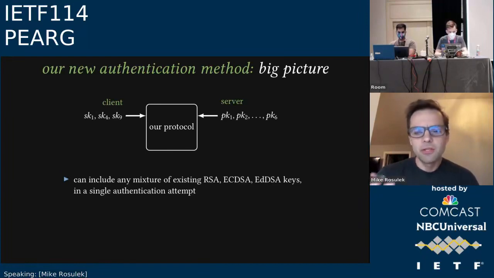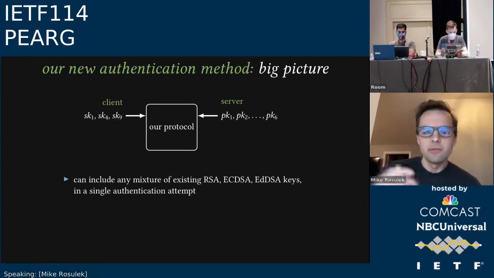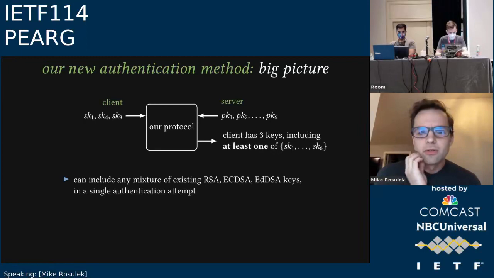These keys can be a mixture of RSA, ECDSA, and so on. So for example, the first public key could be RSA, the second public key could be DSA, for example. All of these can be used together in one attempt. What does the server learn from the interaction?